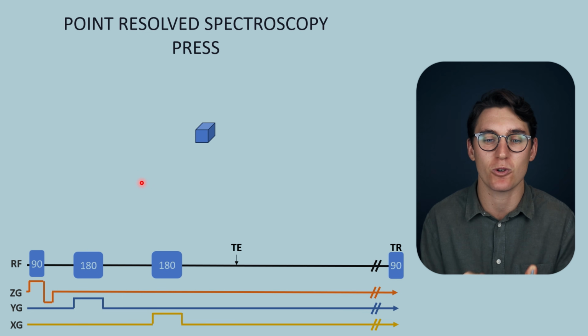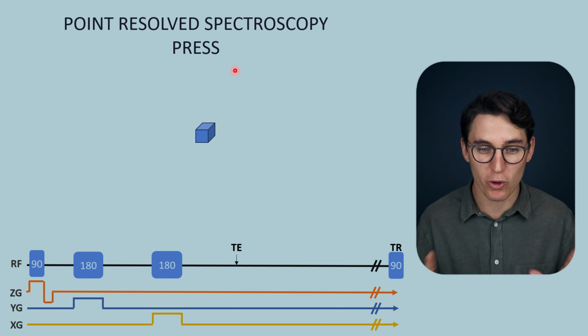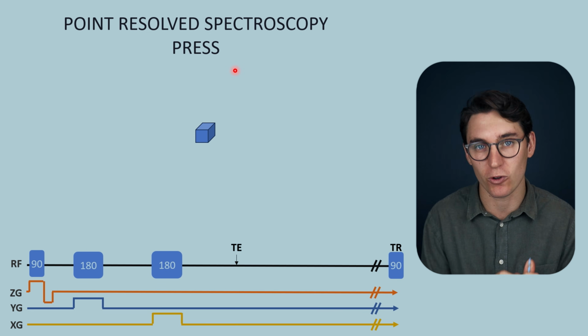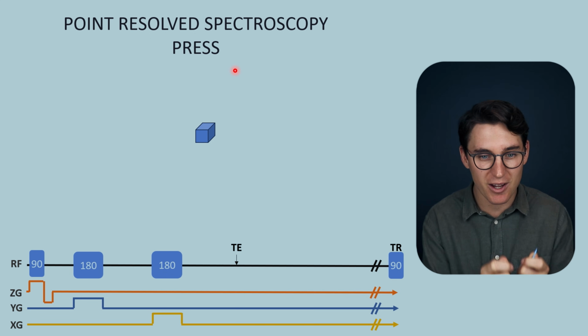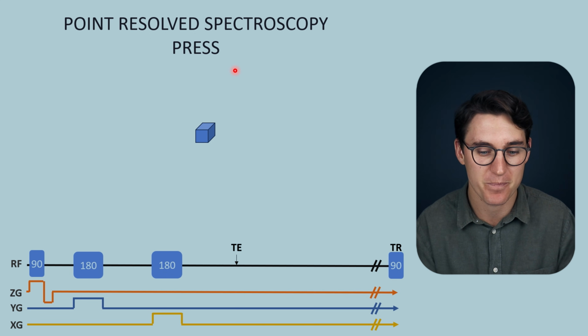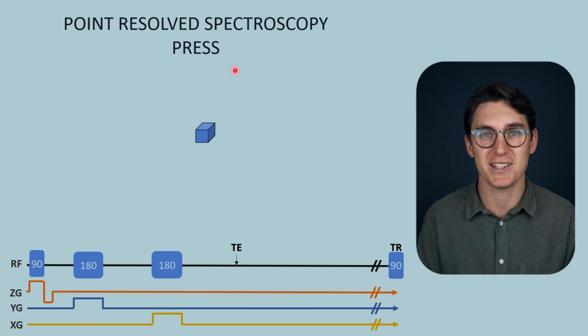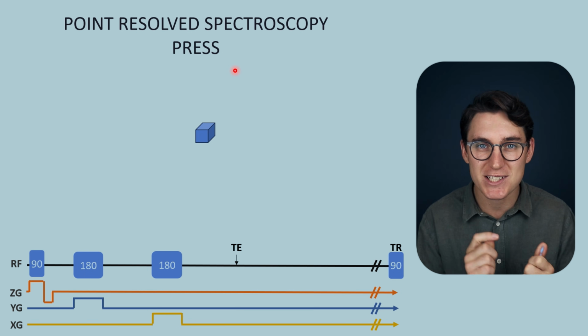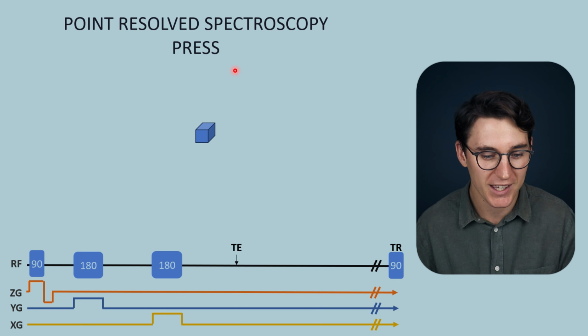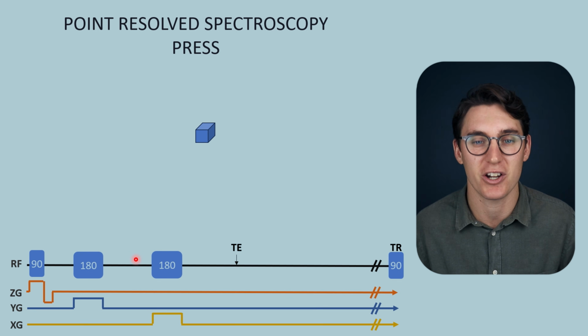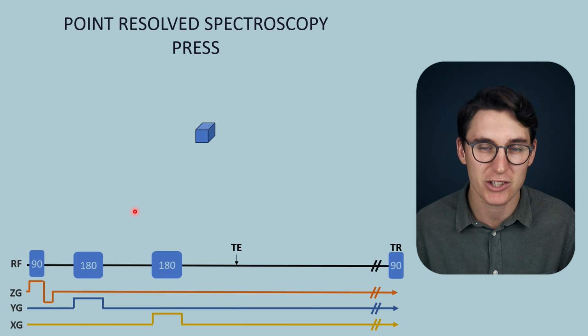It's what's known as PRESS, or point resolved spectroscopy. And most of the time when you're looking at MRS imaging or spectroscopy imaging, you're using some form of PRESS sequence. Now you may have heard, just for completeness' sake, of a sequence known as STEAM, or stimulated echo acquisition mode. Here, instead of 180-degree RF pulses, we use multiple 90-degree RF pulses.